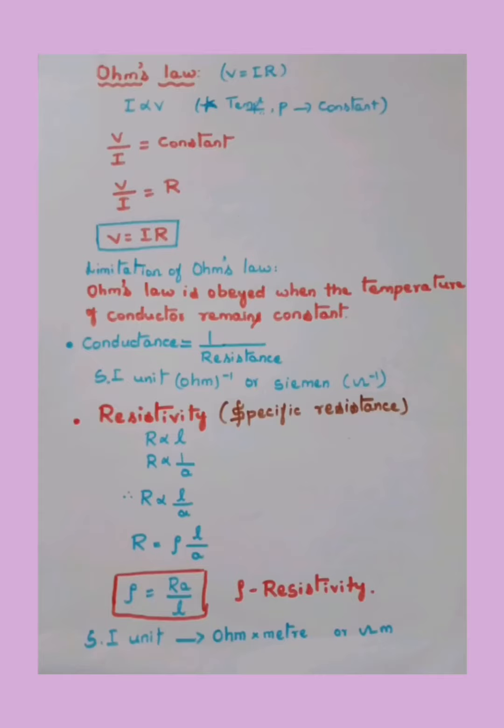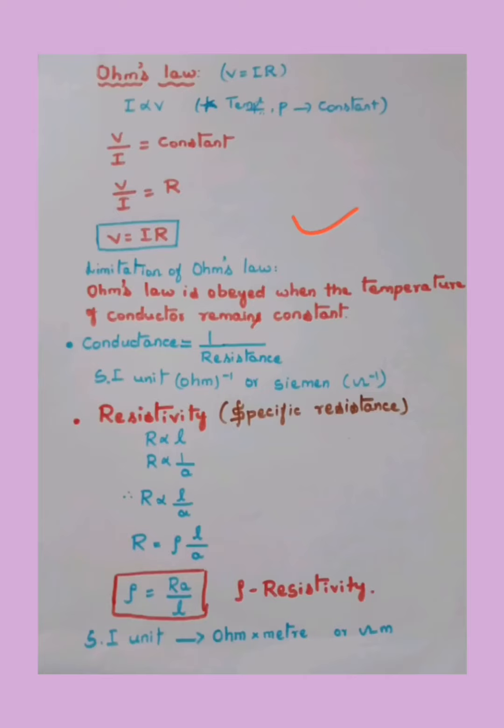And there are some limitations of Ohm's law also, as we told here earlier. Ohm's law is obeyed when the temperature of the conductor remains constant. It should not vary for the particular conductor. Hence only then is Ohm's law applicable, or Ohm's law is obeyed for that particular conductor. And there are a few related topics also for this. Quickly let me tell you about that.